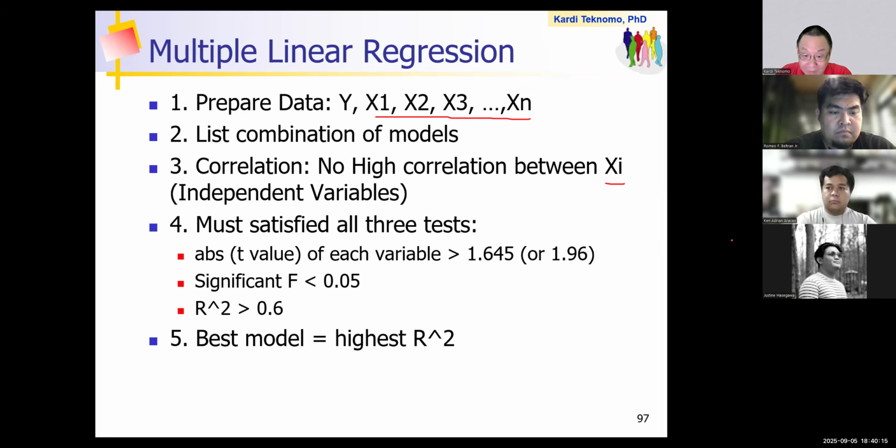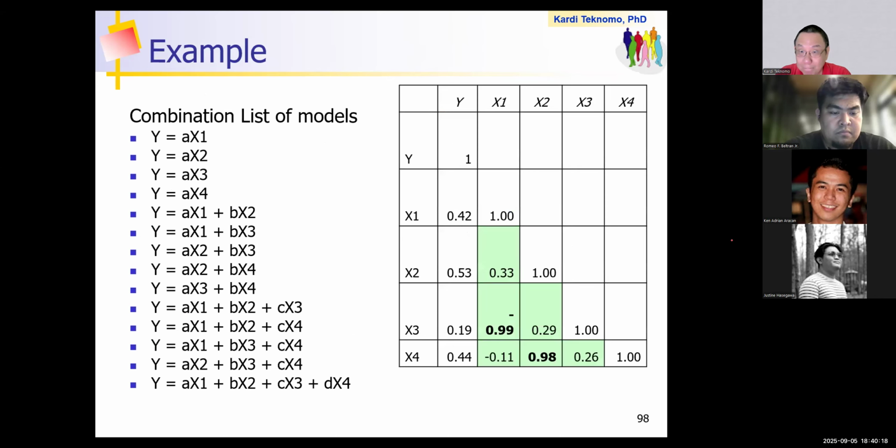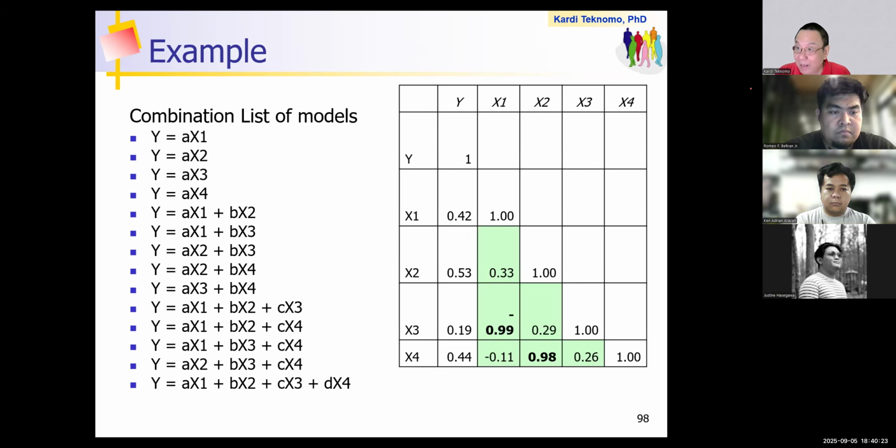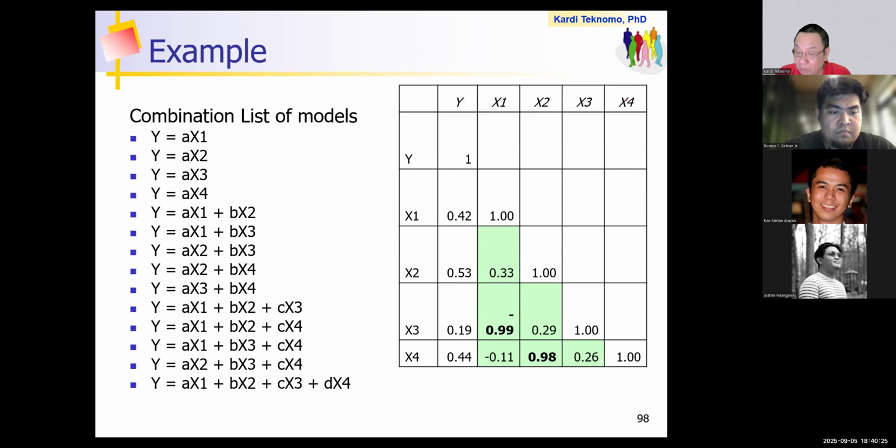I'll give you an example. Say I have 4 variables, x1, x2, x3, x4. Then I computed the correlation matrix. This is an example of the correlation matrix that I have. The correlation matrix is symmetric, so the upper part here is exactly the same as the lower part. The upper triangle is the same as the lower triangle.